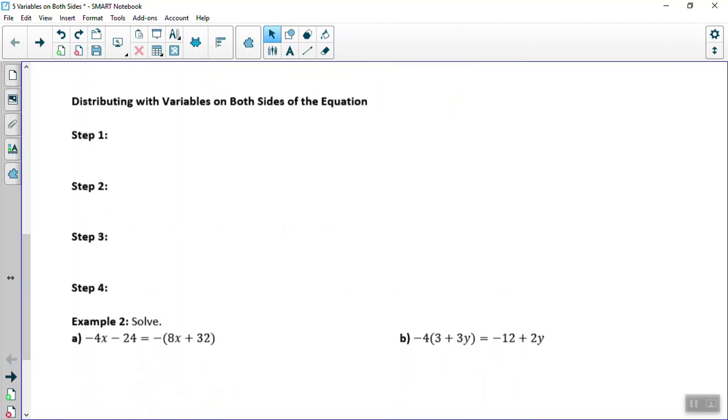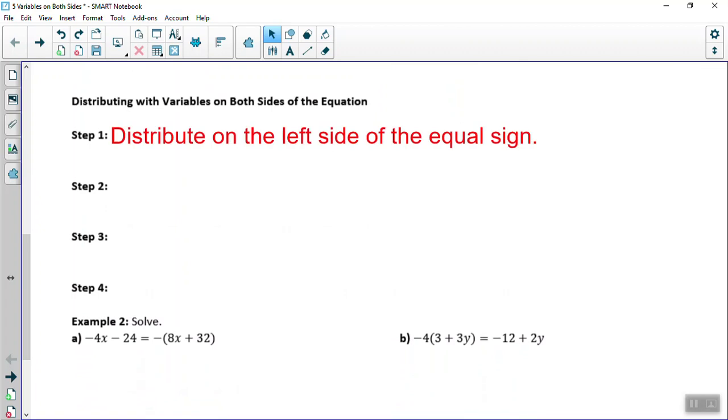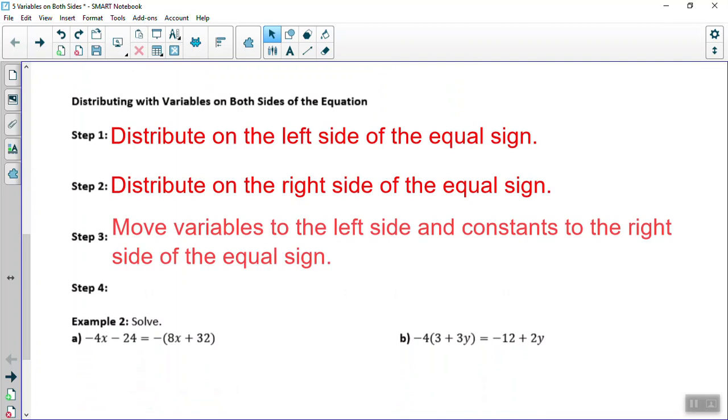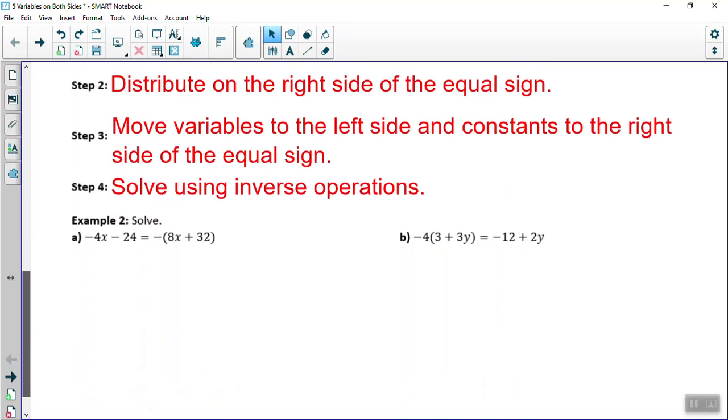So first, just like I talked about in class last time, we need to break that equation up into two parts. First, we simplify. So we need to make sure each side is in simplest form. The first thing we do is distribute. So we're going to distribute on the left side of the equal sign, if there's parentheses. Then we can distribute on the right side of the equal sign, again, if there's parentheses. Then we can move variables to the left side and constants to the right side of the equal. And then finally we can solve using inverse operations once again.